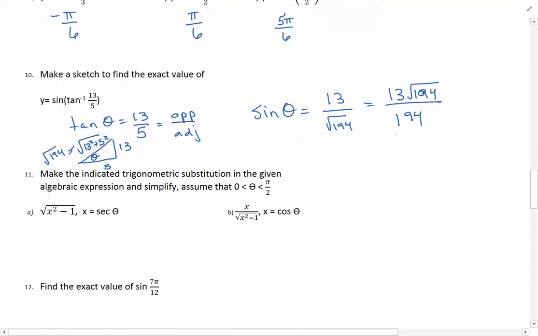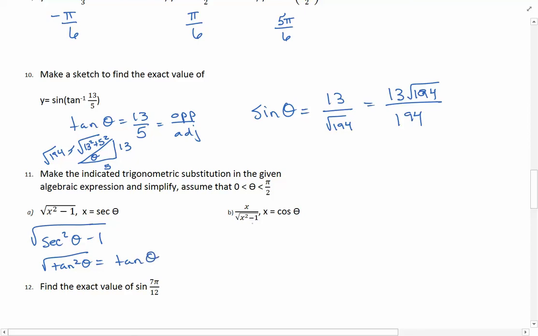Okay, on 11, we can do our trig substitutions. This is going to be the square root of secant squared theta minus 1, which you should remember from your Pythagorean identity is tangent squared theta. And so you do, in fact, just get tangent theta.